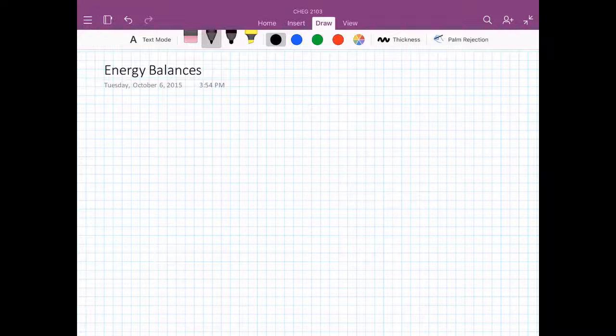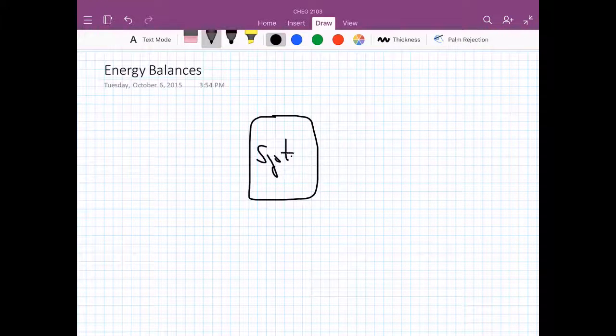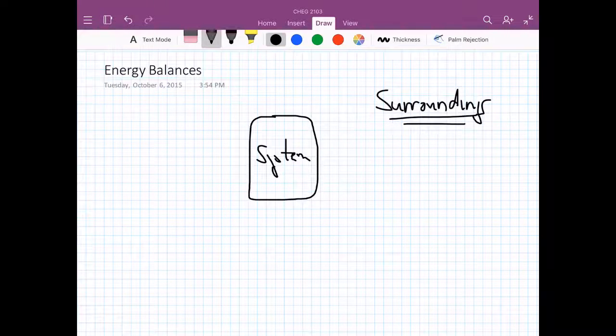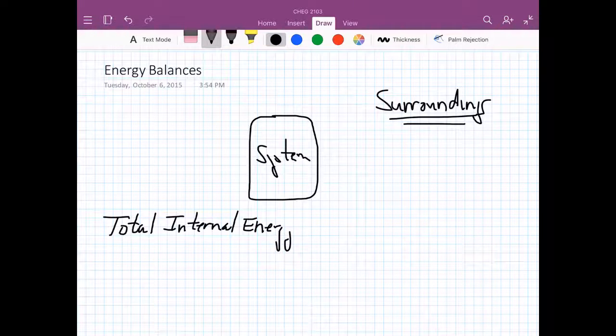Okay, so today what I want to talk a little bit about is the closed system energy balance. So let's say for a moment that we have what we'll call our system, and everything external to the system is going to be the surroundings. And let's say that this system has a total internal energy that we'll designate as U sub I, or U initial.